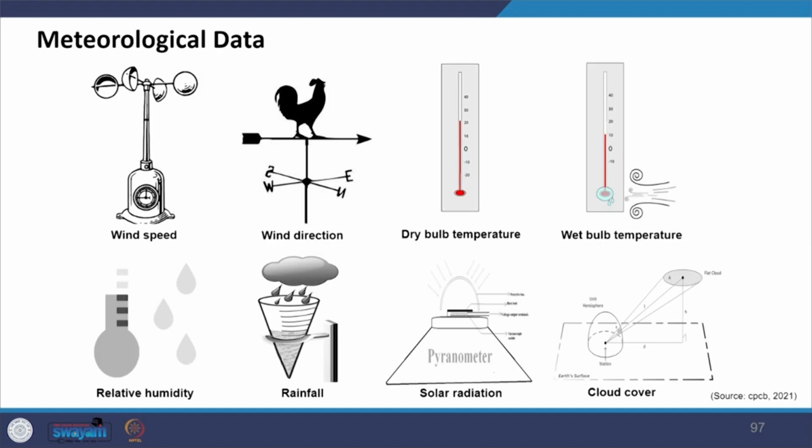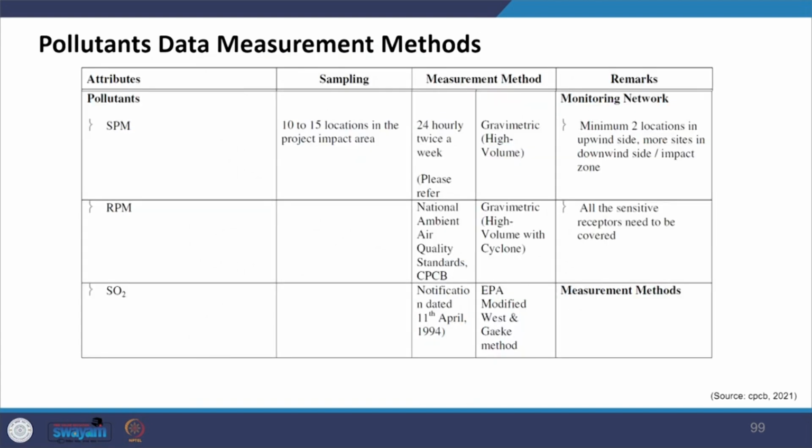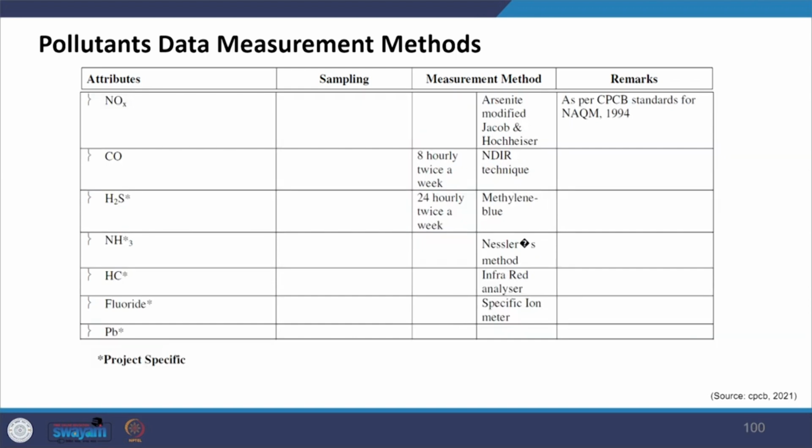You can see the type of meteorological data required, that is wind speed, wind direction, dry bulb temperature, wet bulb temperature and so on. You can also see the pollution data measurement methods and tools used for measuring and collecting these meteorological data. So, there is a list which CPCB provides, like how the data has to be collected, how it has to be measured, and what frequency one needs to measure, how many seasons one needs to take.